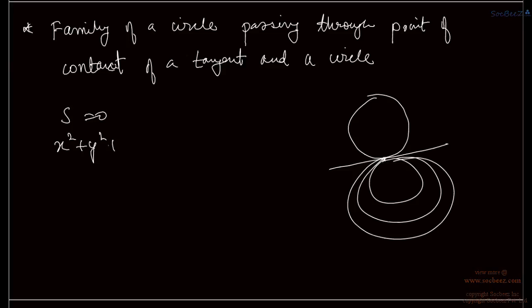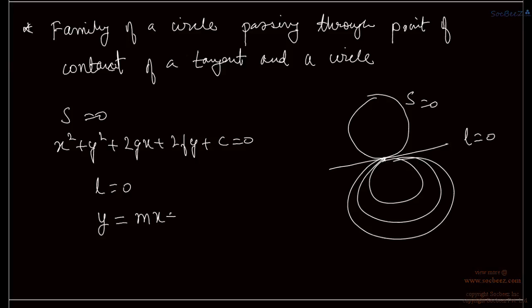So this is a circle whose equation is S = 0, that is x² + y² + 2gx + 2fy + c = 0. And say this is a line, this is the circle S = 0, and this is a line L = 0, where L = 0 is y = mx + c.